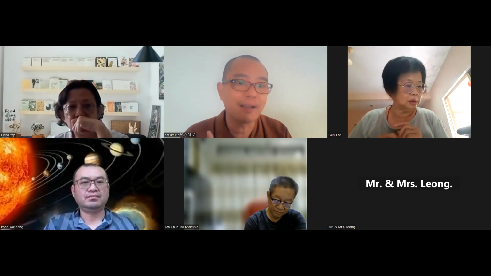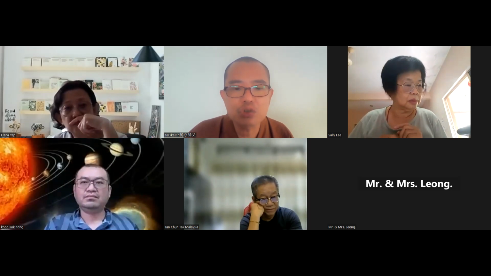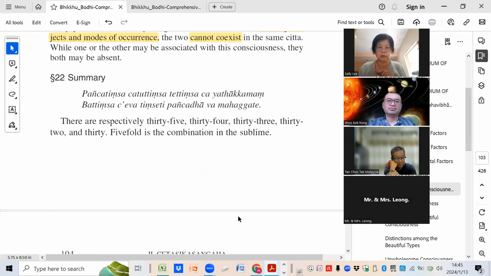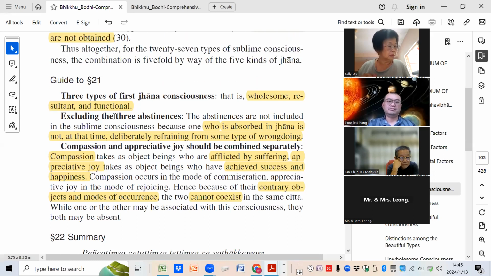That's the reason why. Where do you get this? Actually, just now Juntat had read through it already. Let's see, class, here. Compassion and appreciative joy should be combined separately. That is the reason. This is the Abhidhamma. Just now I mentioned we exclude the 3 abstinences. Once you're in the jhana, you wouldn't have any wrongdoing. You don't have any opportunity to confront wrongdoing. So we exclude the 3 abstinences.